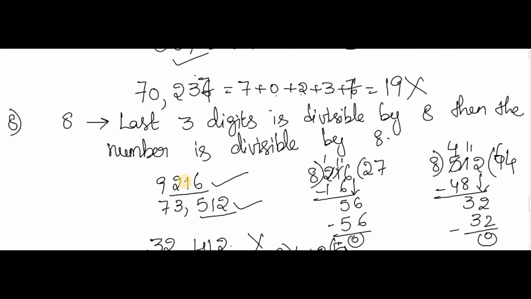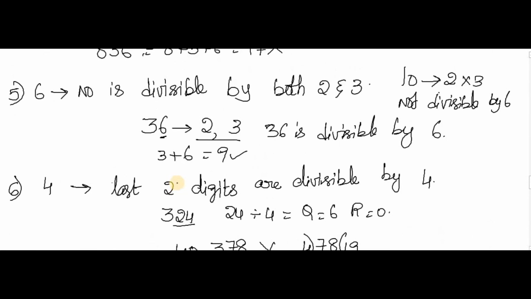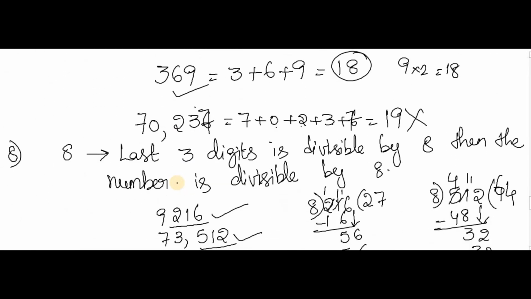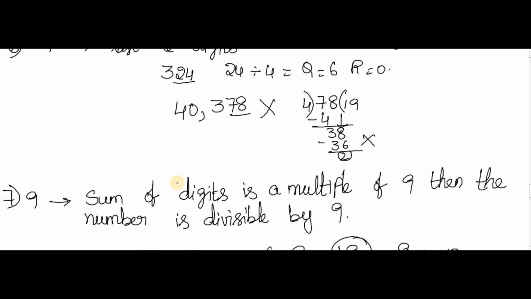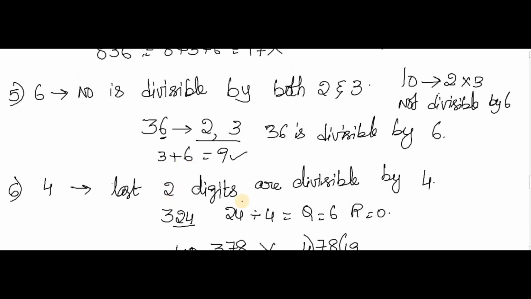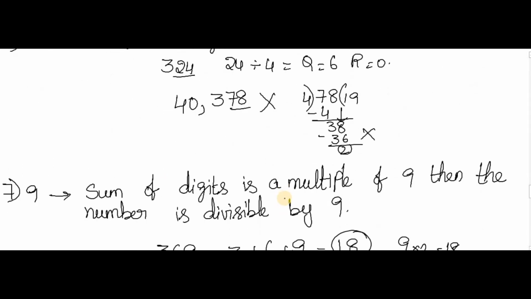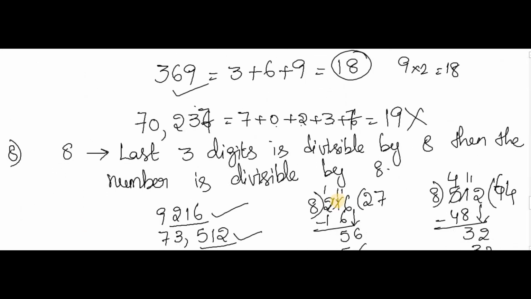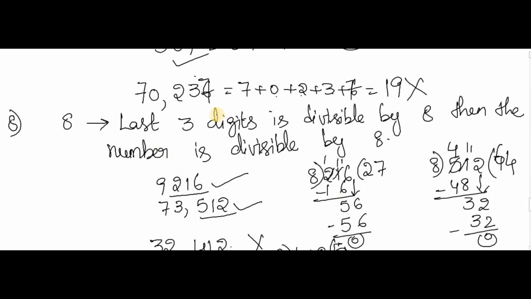Okay, so in this class what we learned: divisibility rules of 4, 9, 8 and 11. What is the divisibility rule of 4? If the last two digits are divisible by 4, then the number is divisible by 4. What is the divisibility rule of 9? If the sum of the digits is a multiple of 9, then the number is divisible by 9. What is 8? If the last three digits.